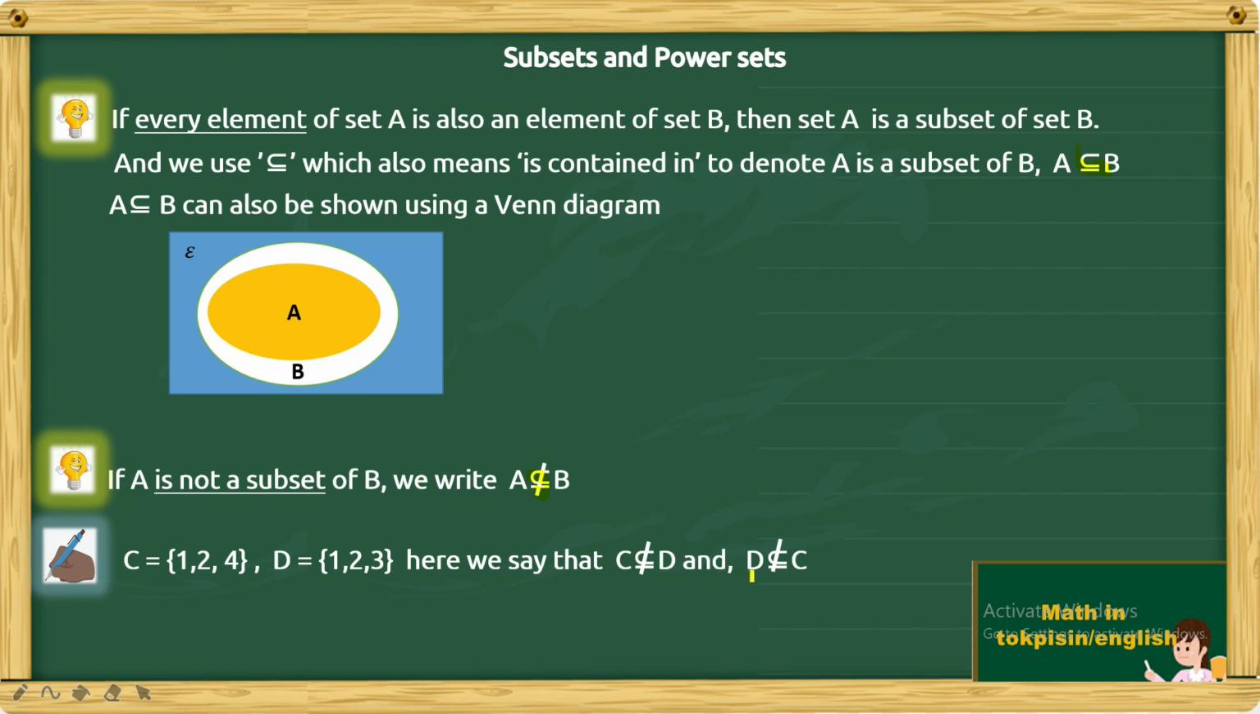We can also say set D is not a subset of set C. We can see that we have 1 and 2 in set D, also 1 and 2 in set C. However, we have 3 in set D, but we don't have 3 in set C. Therefore, we can also say set D is not a subset of set C. Now, is set C equal to set D? Well, the answer is no. In order for two sets to be equal, they must have exactly the same elements.